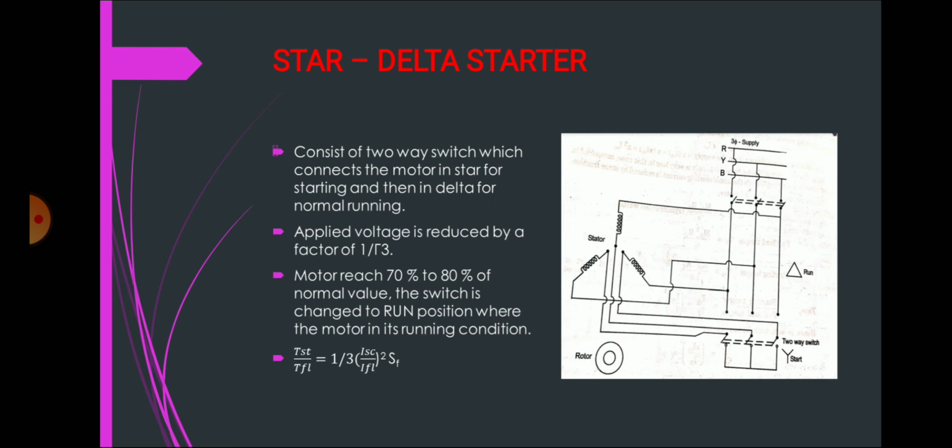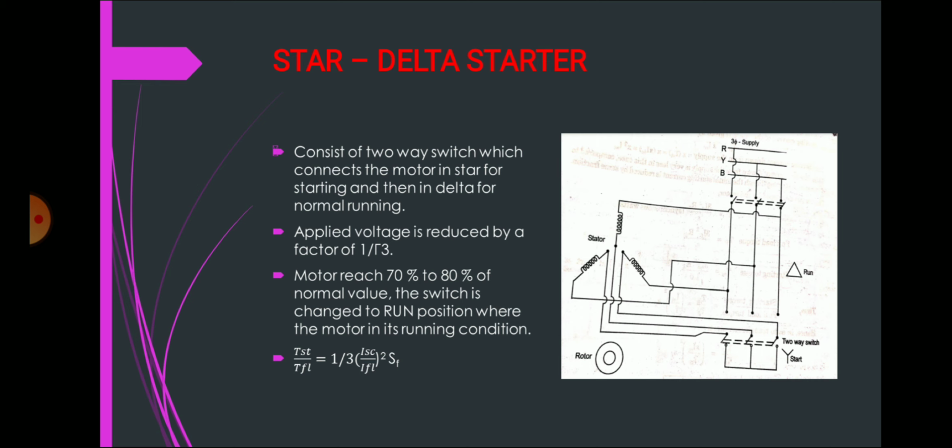Next one is the star delta starter. This method is used in motors which are meant to run normally with a delta connected stator winding. It consists of a two-way switch which connects the motor in star for starting and then in delta for running. When the two-way switch is in start position, the stator winding is connected in star. The applied voltage is reduced by a factor of 1 by root 3. Hence, the starting current is reduced.